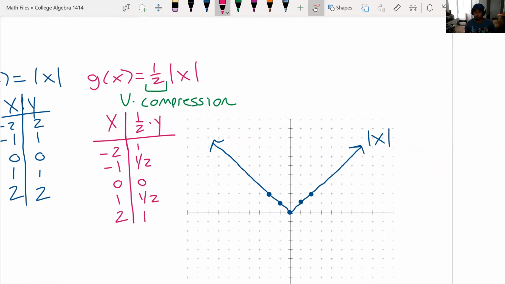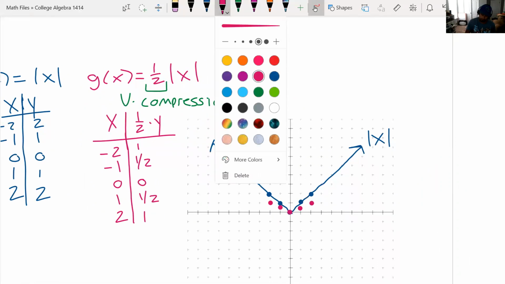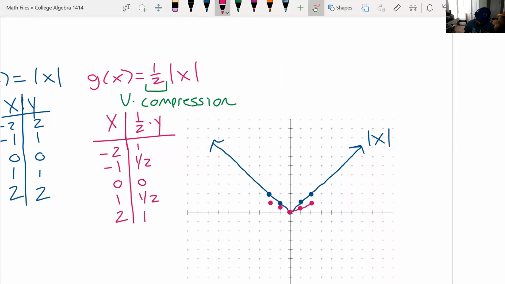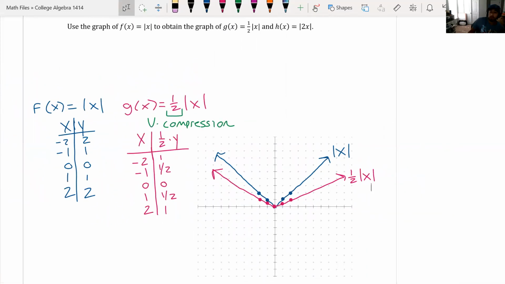And plot the vertical compression. So -2, 1, -1, 1/2, 0, 0, 1, 1/2, 2, 1. And draw. You can't get that one straight. There we go. And there is 1/2 absolute value of x. And yes, you could check your work by plugging your points in.